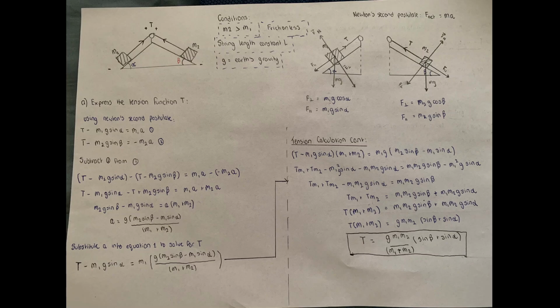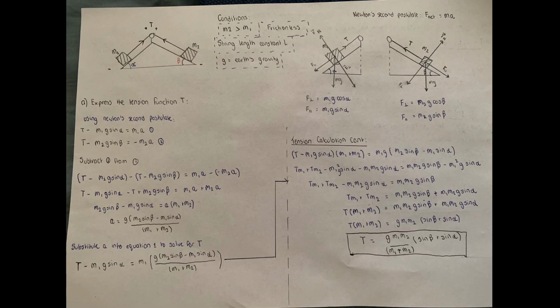So as you can see on the screen here, we are given the question of a double inclined pulley system, and the conditions are set to the right of the diagram. To the left is that mass 2 is greater than mass 1. The masses are sitting on a frictionless plane, so we don't have to worry about the friction force. The string length is a constant L, and these are under the effect of little g, which is Earth's gravity. And the first question asks us to express the string tension as a function of the masses and the angles.